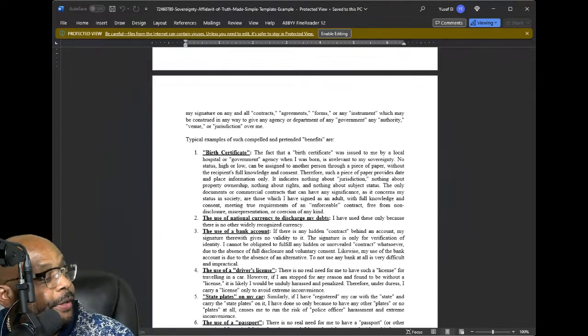But birth certificate. The fact that a birth certificate was issued to me by a local hospital or government agency when I was born is irrelevant to my sovereignty.